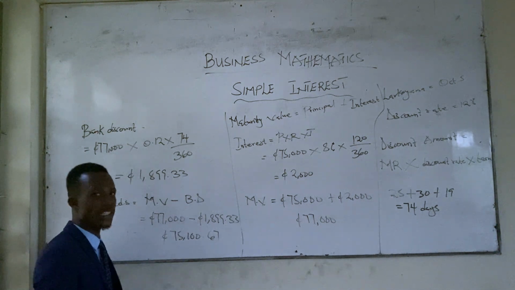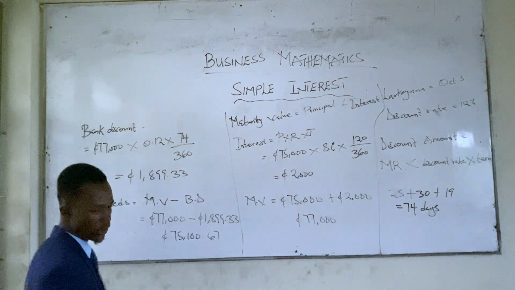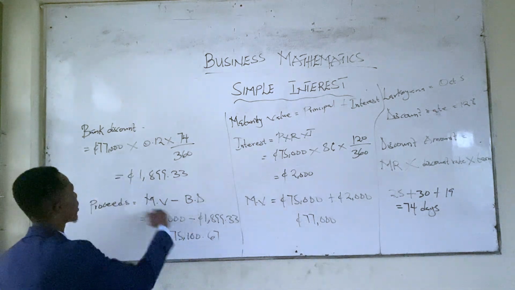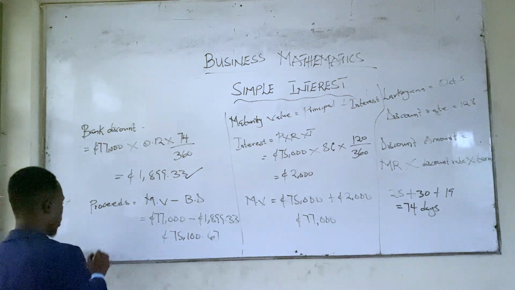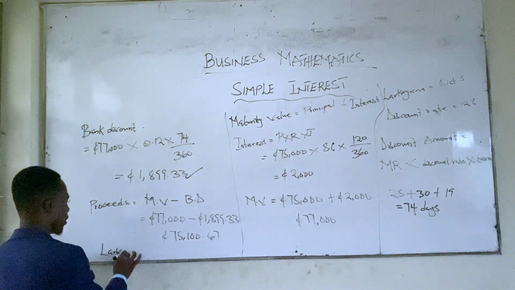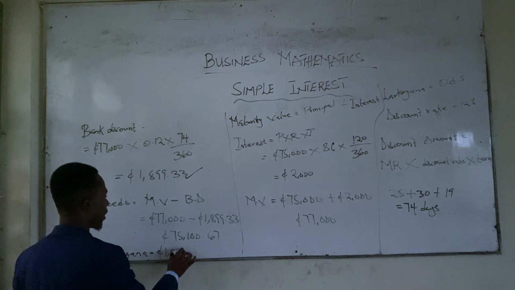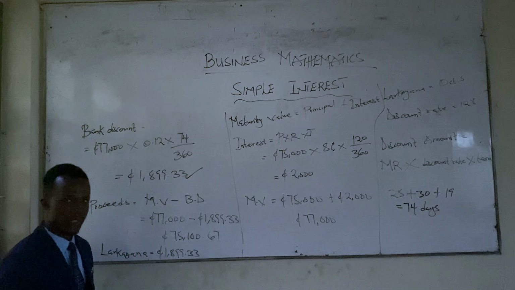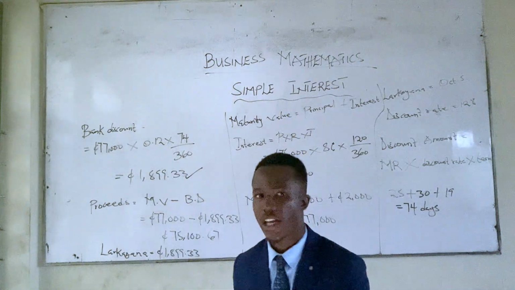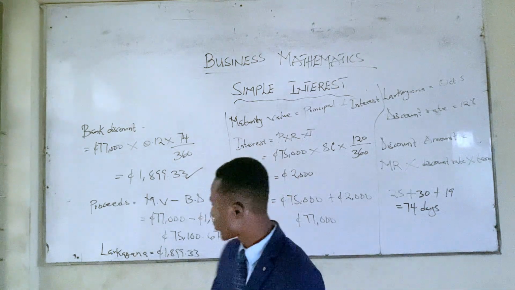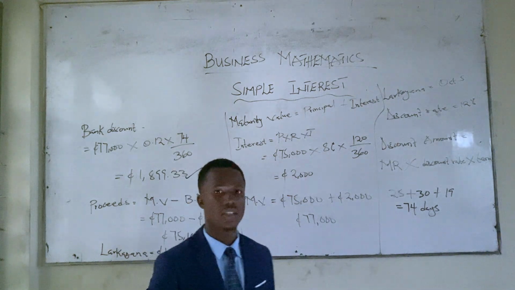Because they have received a discount. So what is the discount that they received? The discount that they received is the bank discount. So it means Lakayana company will earn 1,899.33. Is that good? So the bank discount is the amount that the third party will enjoy or earn, and the proceeds is the amount that the third party will pay to the payee, okay?